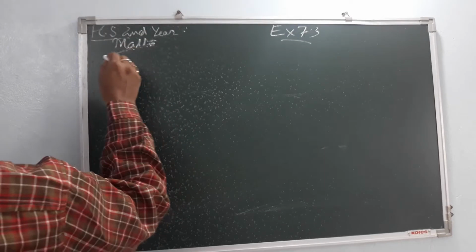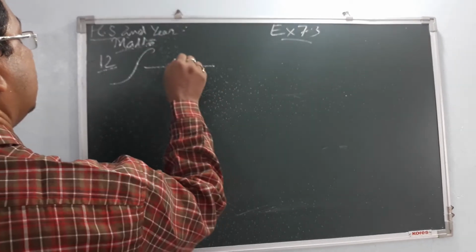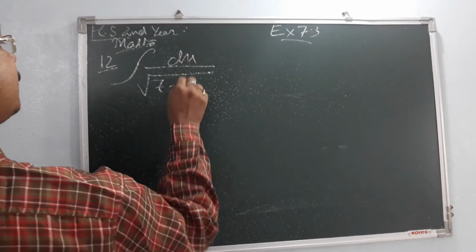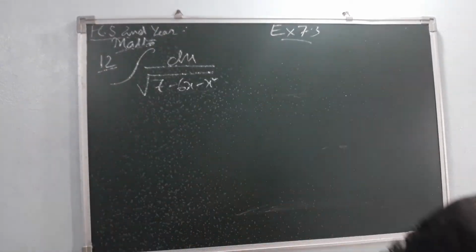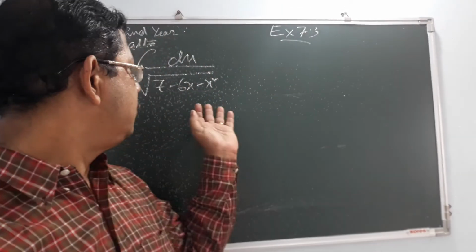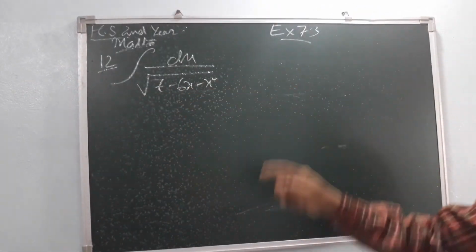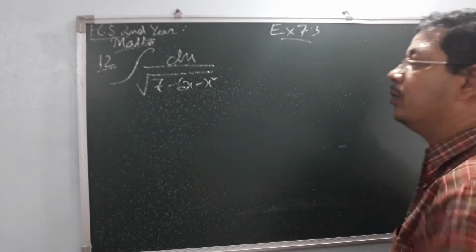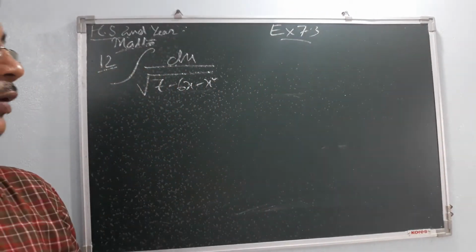Now we have completed up to question number 11. Now we will do question number 12. So question number 12 is like that: 7 minus 6x minus x square. Now students, if we want to do this type of sum, then you notice carefully. Integration dx divided by root over 7 minus 6x minus x square.